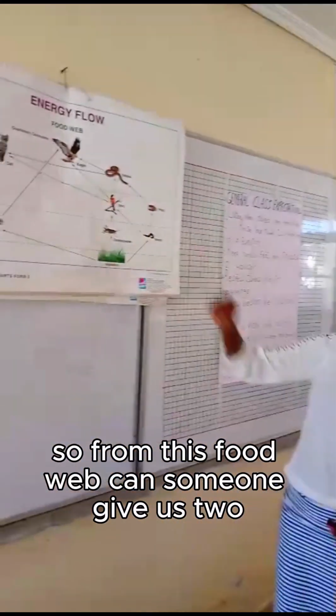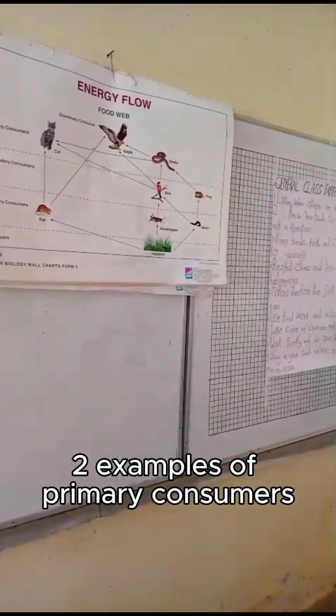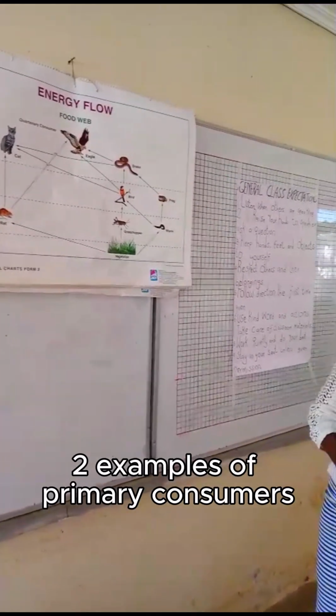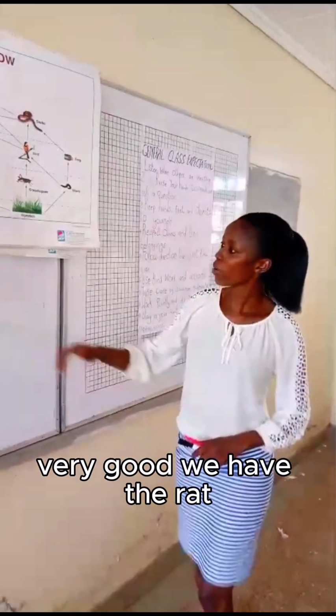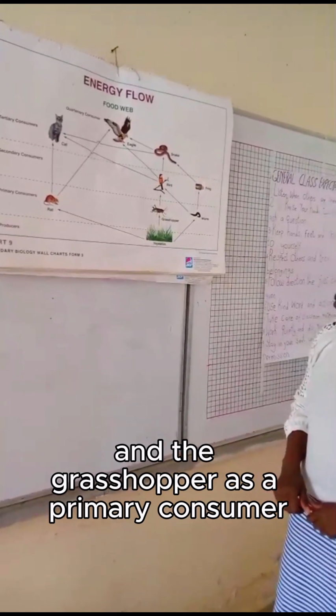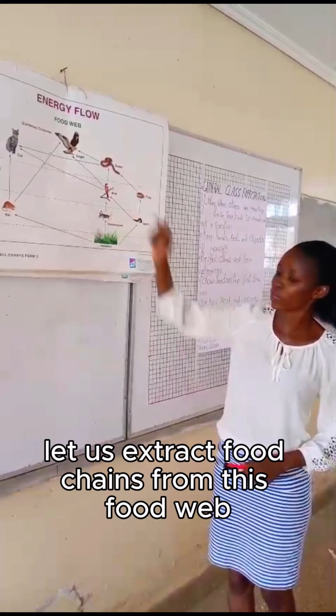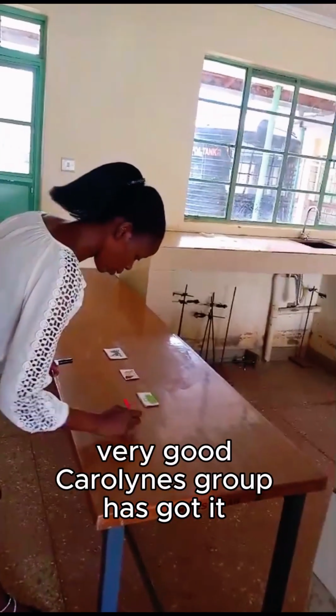So from this food web, can someone give us two examples of primary consumers? Yes, Catherine? Very good. We have the rats and the grasshopper as primary consumers. In our various groups, let us extract two food chains from this food web. Very good. Caroline's group, you've got it.